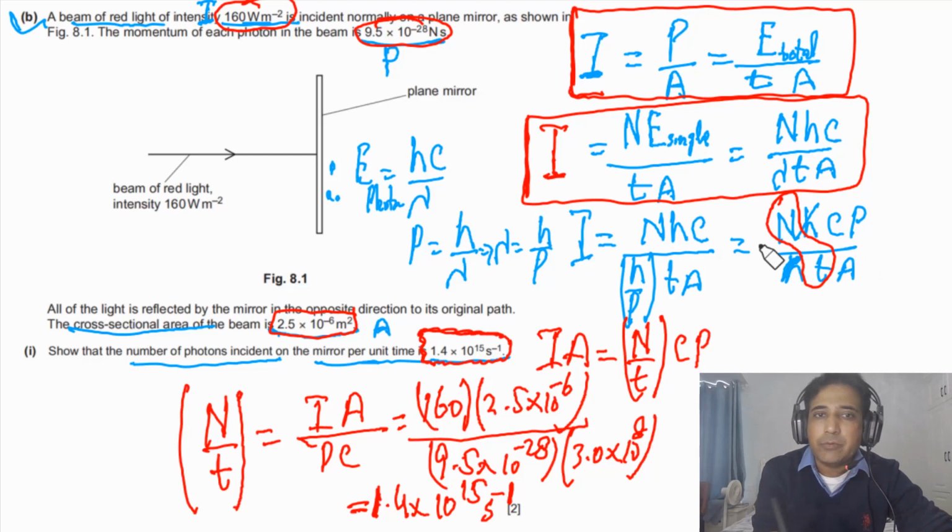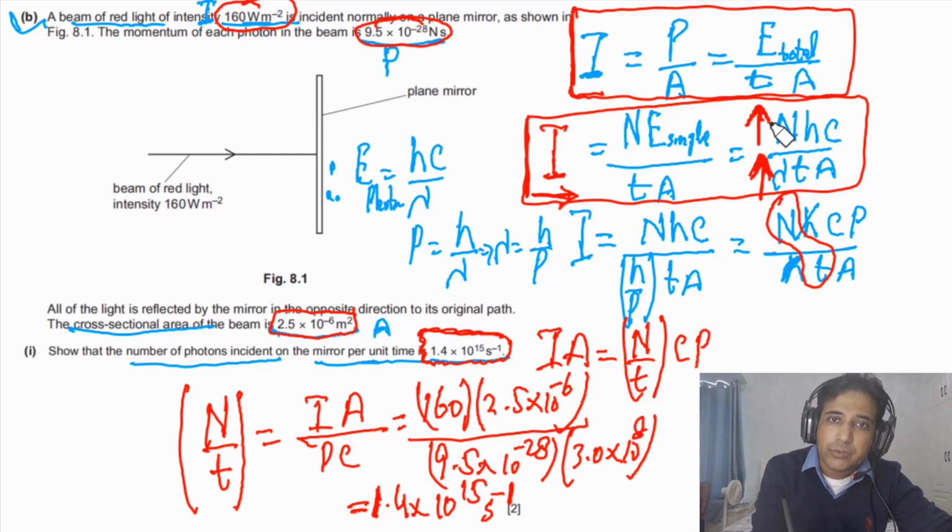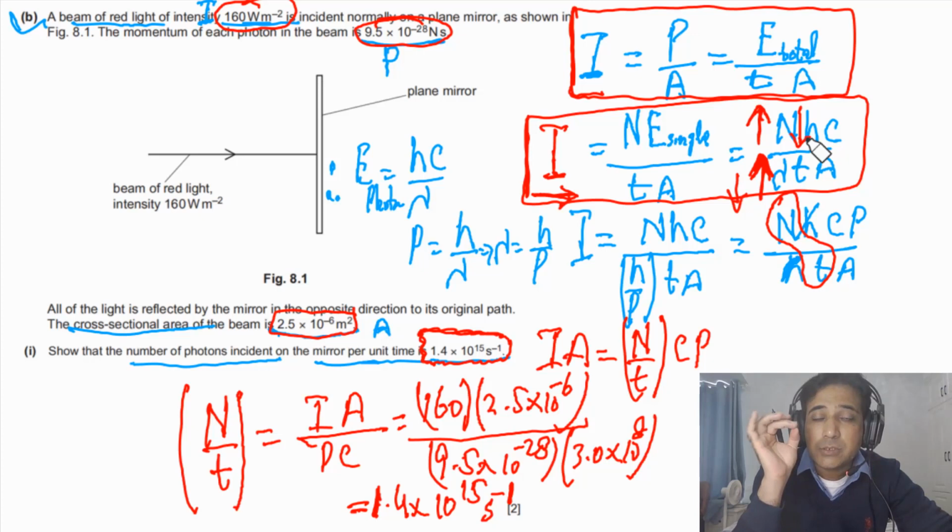For example, they will ask you if intensity remains constant and lambda increases, how about the number of photons? If everything else is constant and lambda increases, it means N also increases, and vice versa is also true. If lambda decreases, for example, it means N has to decrease. And this is a very common question in many past papers you will see about quantum physics.